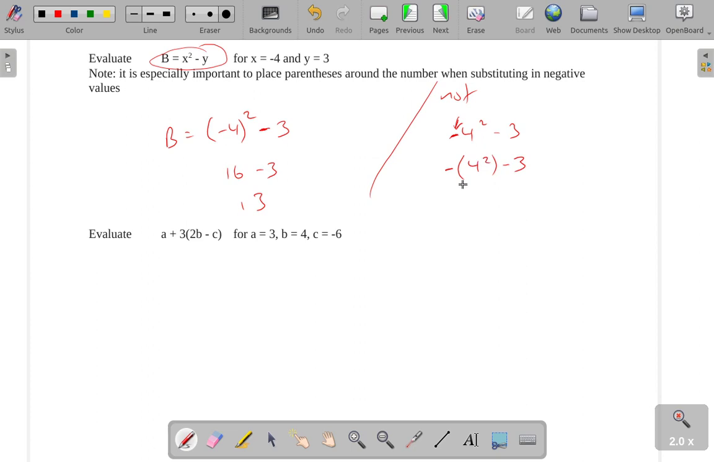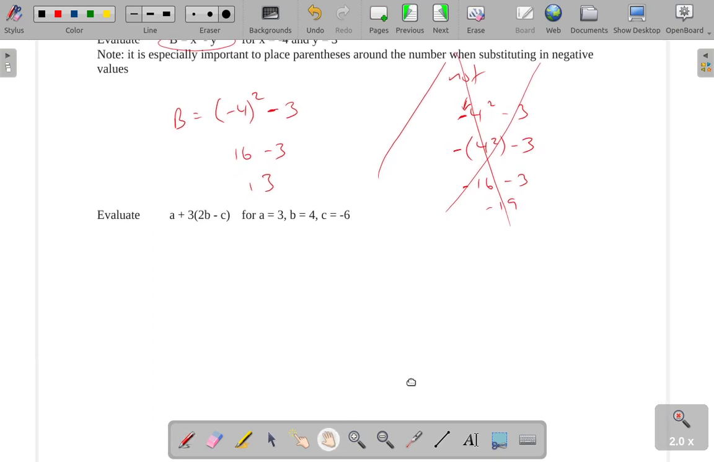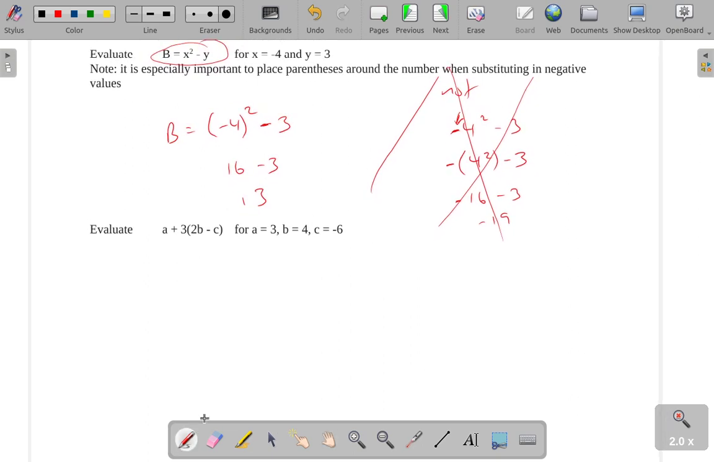We would take 4 squared, which is 16, and then take the opposite of it, giving us negative 16. And you can see clearly that's not the same answer. We get a negative 19 overall out of everything. So I say it's important because if you don't do it, you're going to get the wrong answer.